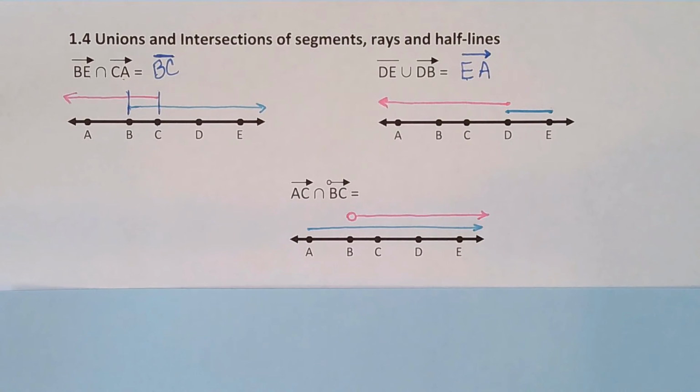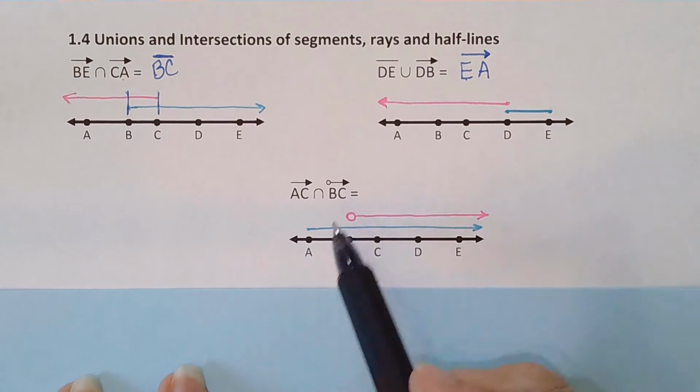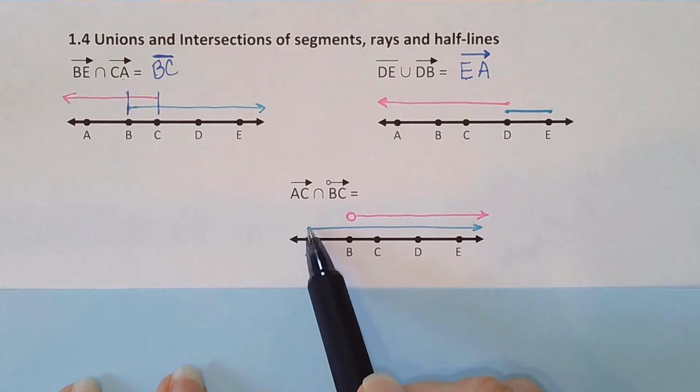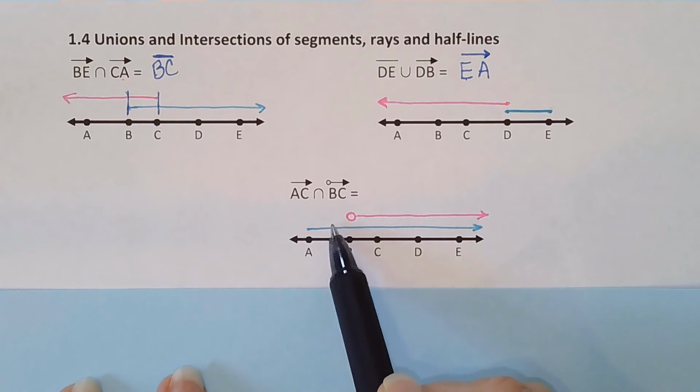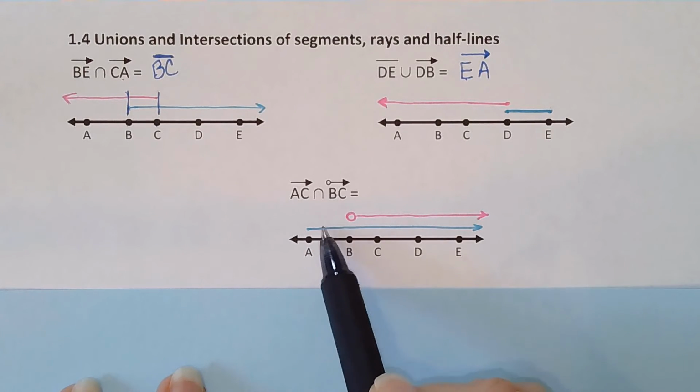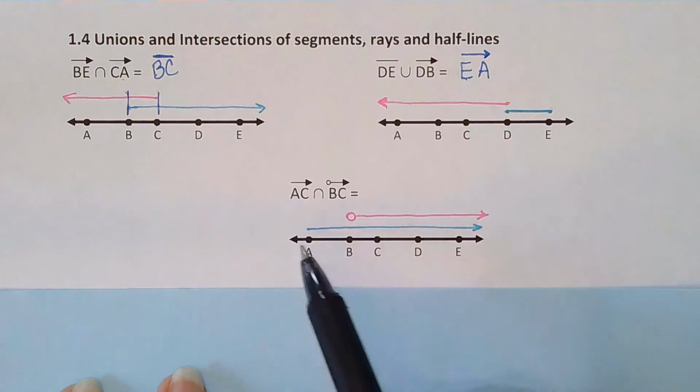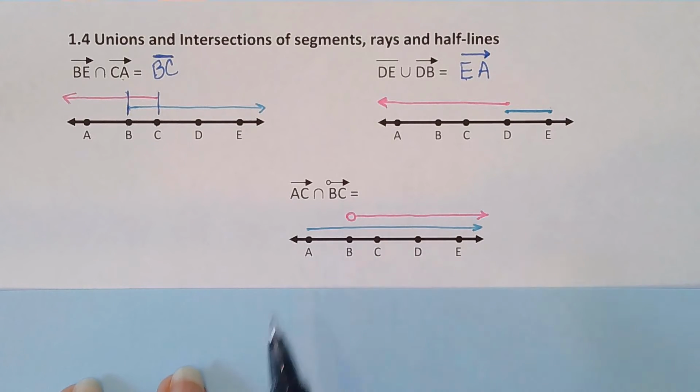All right, now I'm looking for the intersection of these two. Intersection means only what they have in common. Only what they have in common. So if you take a look at my blue ray here, it starts over here in A, right? And I've got all this space all the way up to point B, but I don't have that in common with my pink half line. I don't have all of this right here in common with my pink half line.